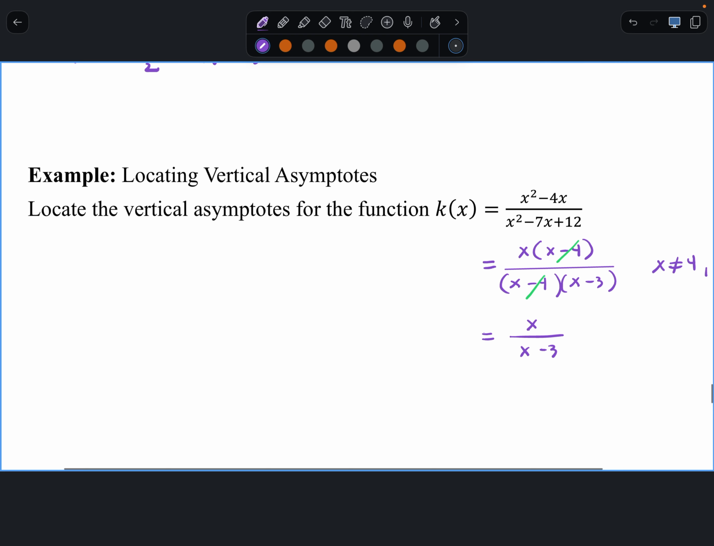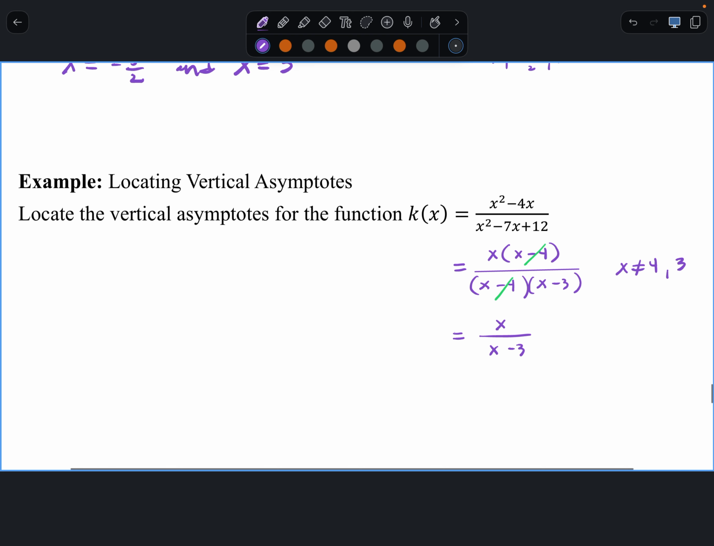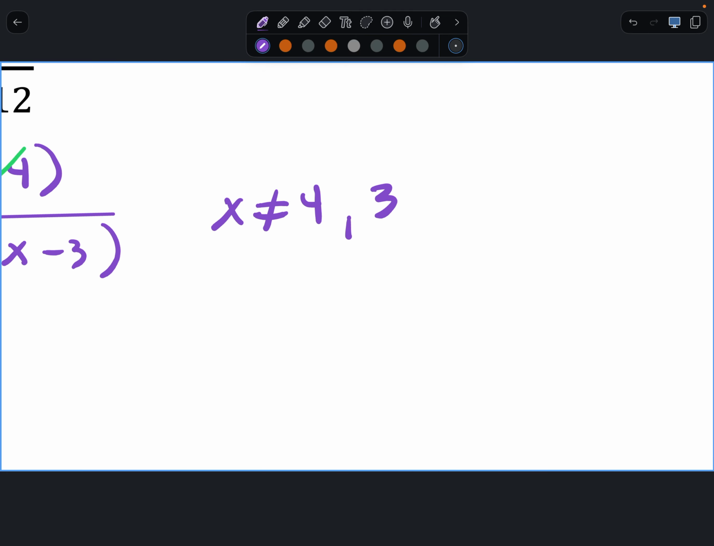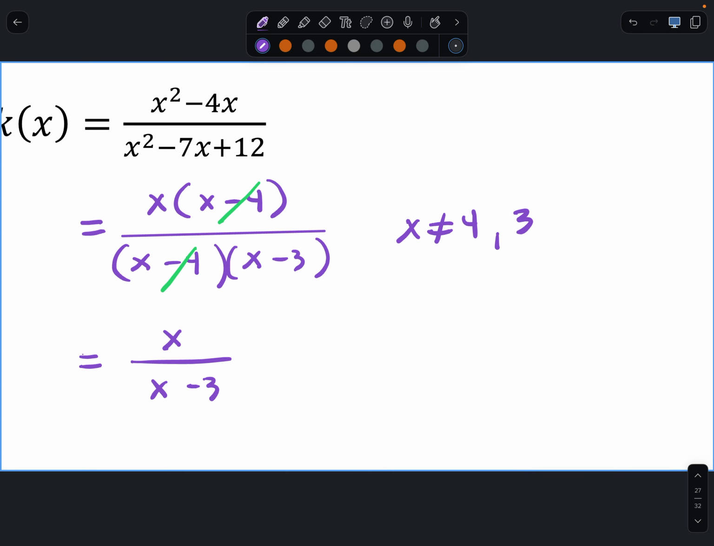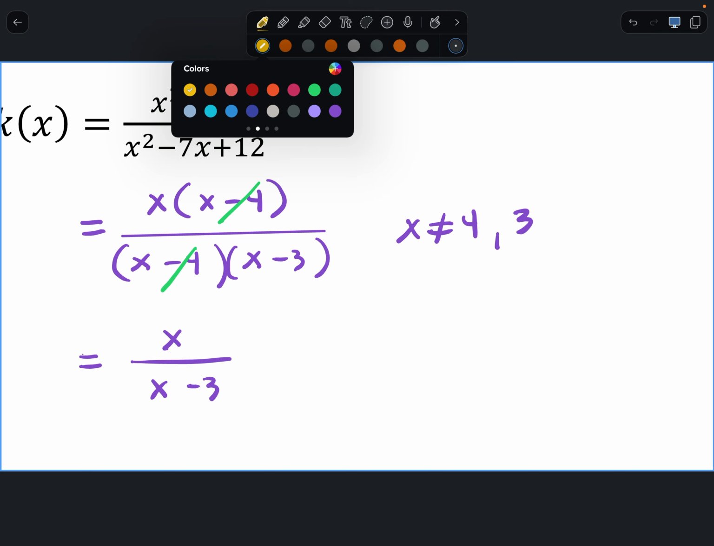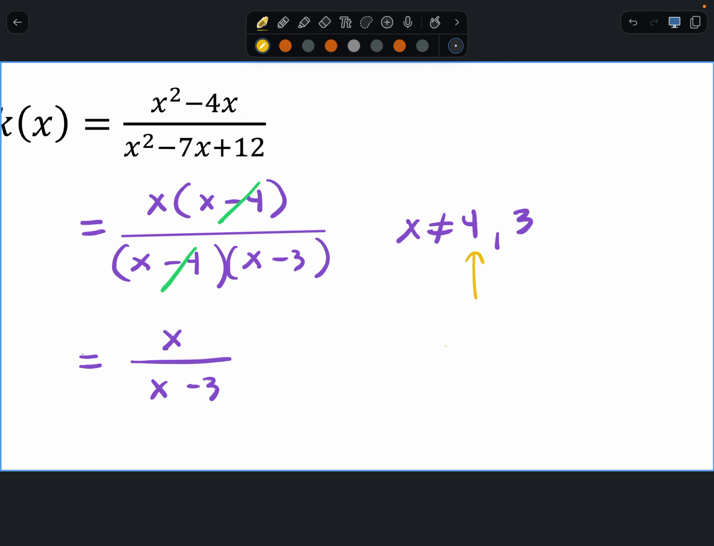So thinking about what's going on at each of those domain restrictions, well, what's going on at 4? A hole. It's a hole. And how do you know it's a hole? Because you can simplify it out, so there's still a restriction there, but you get rid of it.